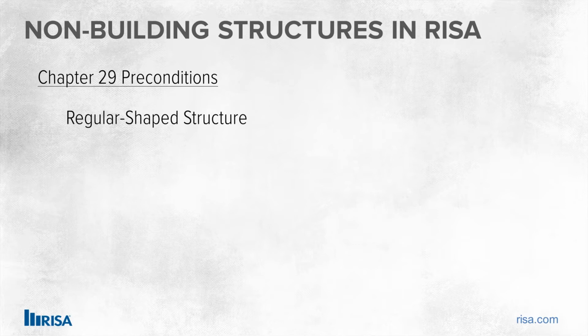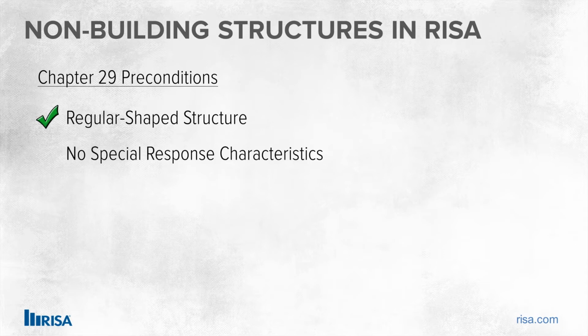The first is that it has to be a regular shaped structure. The nice thing about regular shaped structure is that that is the extent of the definition of it within the code. So it's entirely up to you as to whether or not your structure is regular shaped. There's no further guidance that you're given on that. I think it's regular shaped in this case. Next is no special response characteristics. We have no reason to think that this structure would enter any sort of strange response characteristics.